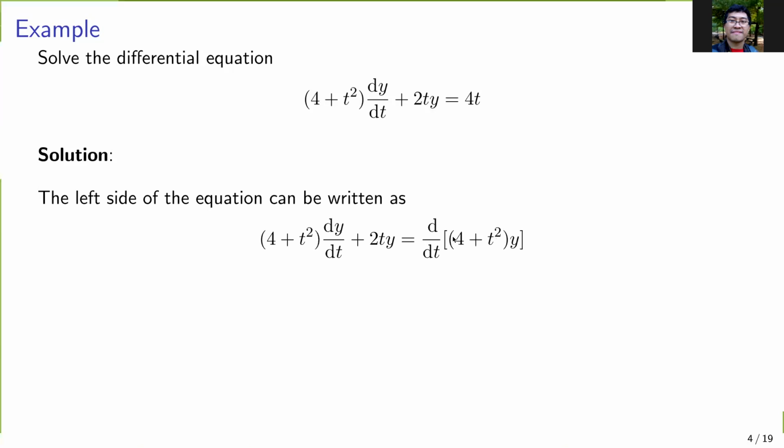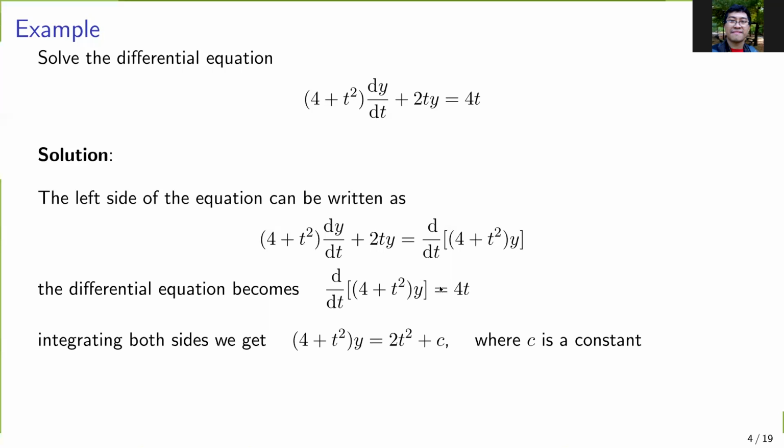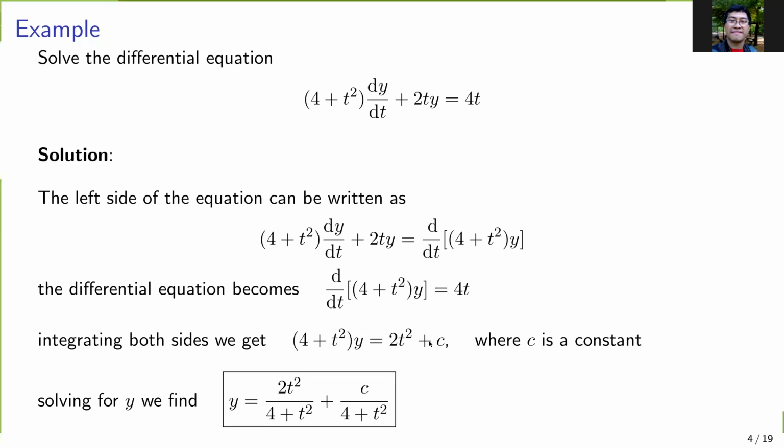If we apply the derivative of this product of two functions, you get (4 plus t squared) times dy/dt plus 2t times y. We have simplified the left side of our differential equation. That is equal to the 4t in the original equation. Integrating both sides, we have (4 plus t squared) times y equals 2t squared plus c, where c is a constant. Solving for y, we can write it like this.